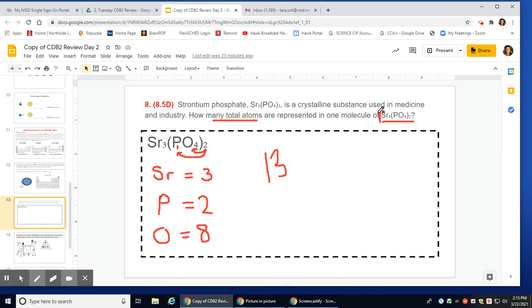Because again, a coefficient is a large number in front of a compound. This does not have a coefficient, so it's just one molecule, that molecule we see. Parentheses is just going to tell you that you have that part twice. So that's why we have to multiply that subscript by the subscripts inside, okay?